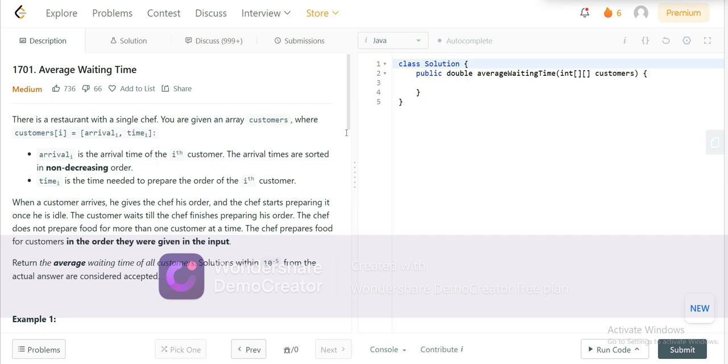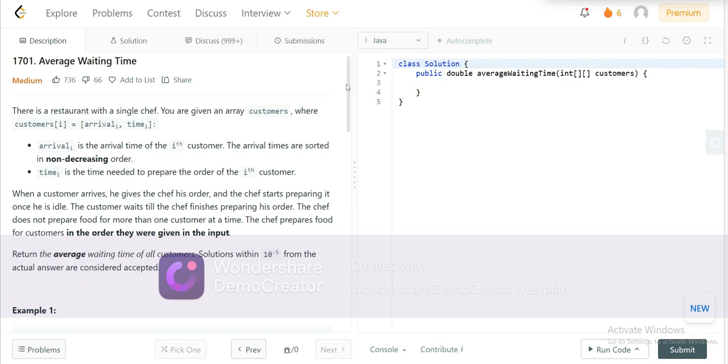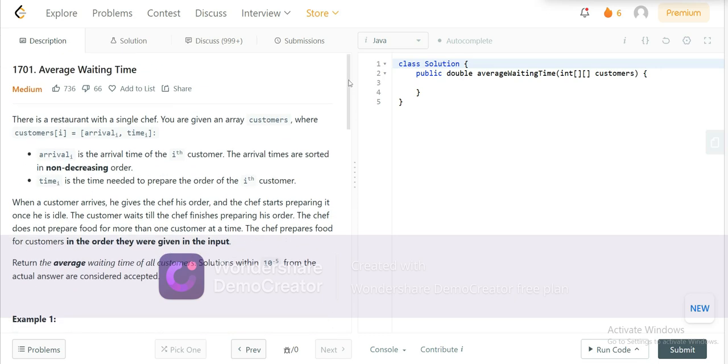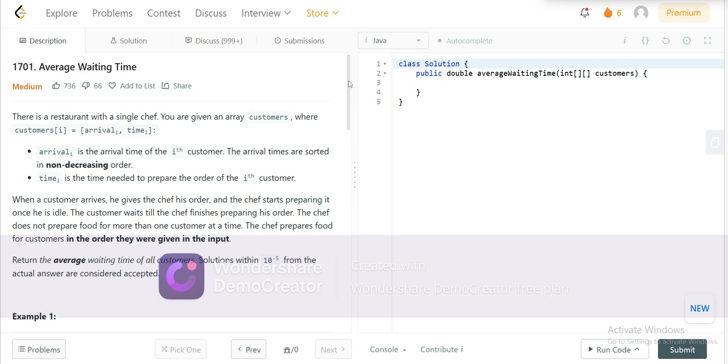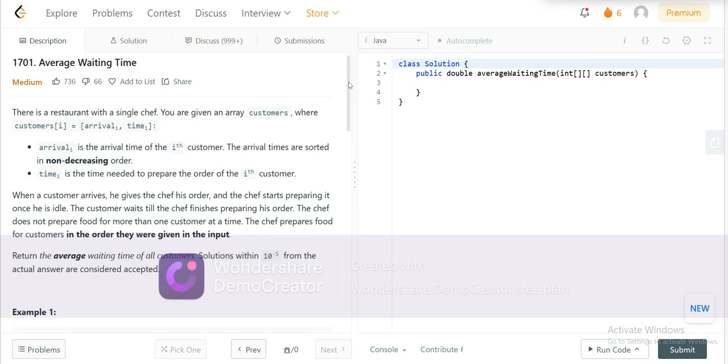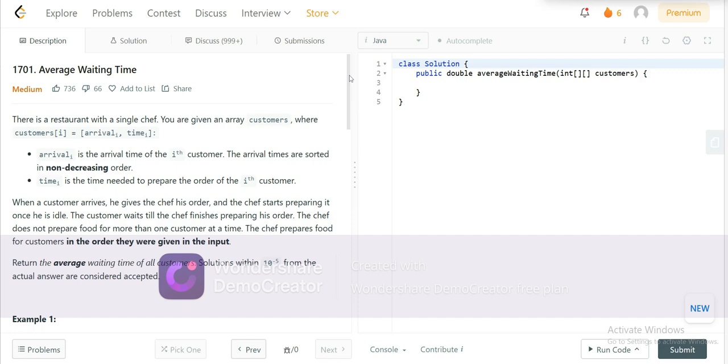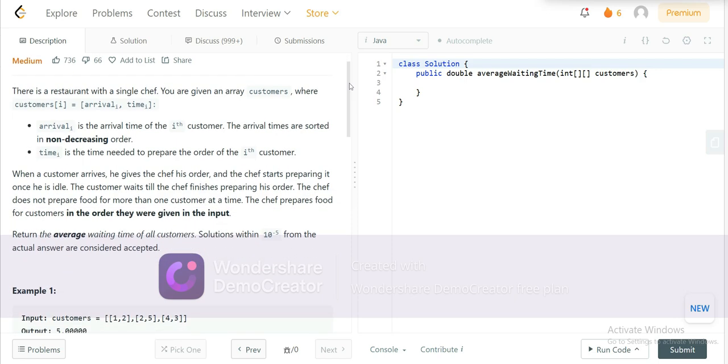Hello everyone, so today I'm gonna solve this problem, average waiting time. This kind of question is very important, especially when you are preparing for Google and Microsoft, because not exactly this question, but a lot of such questions would come with a lot of follow-up questions. I would highly suggest you solve at least 5 to 10 such questions. Okay, so let's talk about this question.